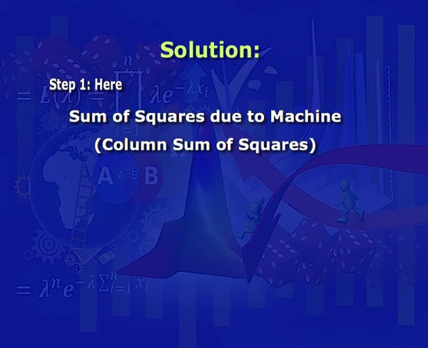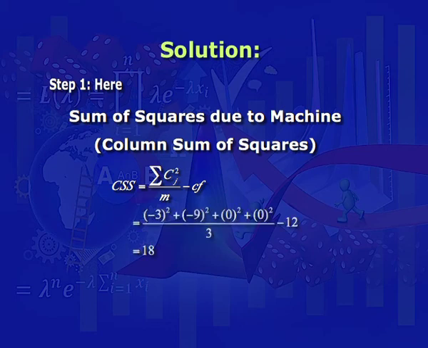Now, we calculate sum of squares due to machine, that means column sum of squares. The formula for column sum of squares equals summation Cj square divided by M minus CF. Cj indicates the total of the jth column. Substituting the totals of every column and finding the squares and total, we get -3 square plus -9 square plus 0 square plus 0 square divided by 3 minus correction factor 12. On simplification, we get the answer 18.